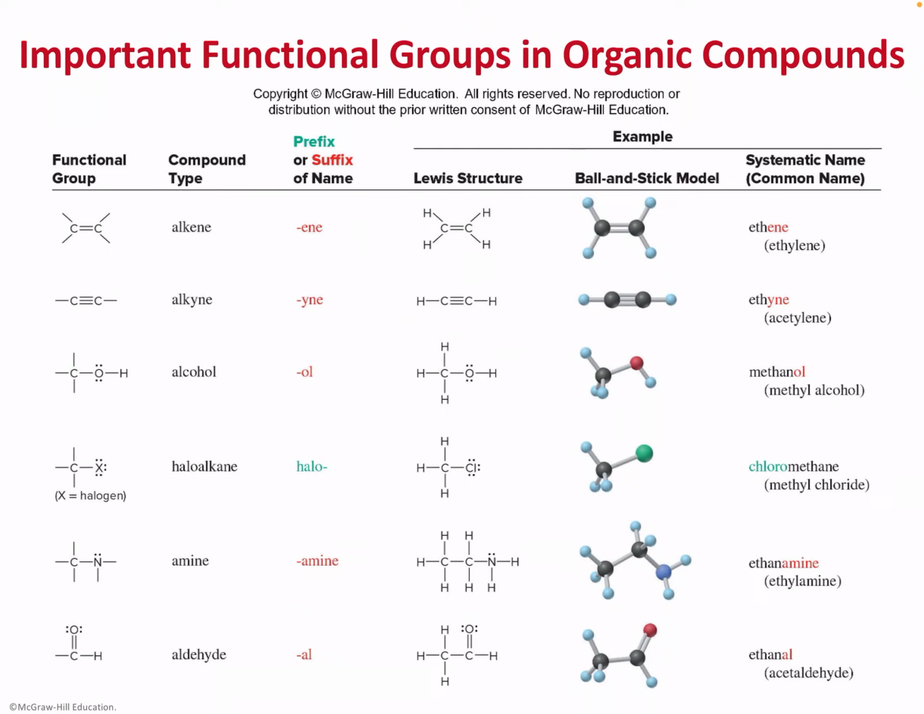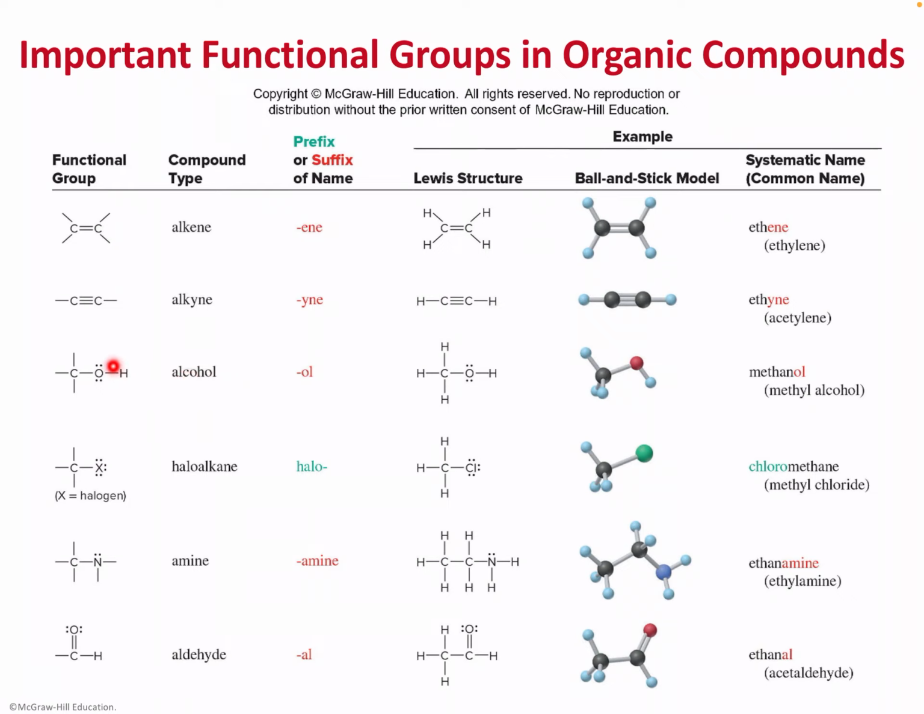So here are some important functional groups in organic compounds. Alkene, we learnt about it. The suffix is ene. This is the Lewis structure, ball and stick model, the systematic name and the common name: ethene, common name ethylene. And the triple bond functional group is alkyne, with yne as the suffix. This is an example, ethyne or acetylene.